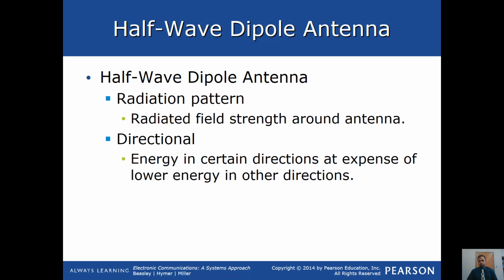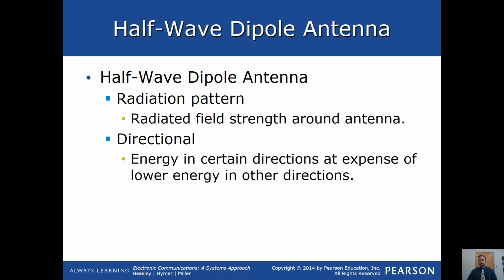Directionality, or whether or not an antenna is directional in nature, just means that more energy will be radiated in certain directions away from the antenna as opposed to others. So lower frequency would be emitted in other directions. A lot of antennas are isotropic in nature.